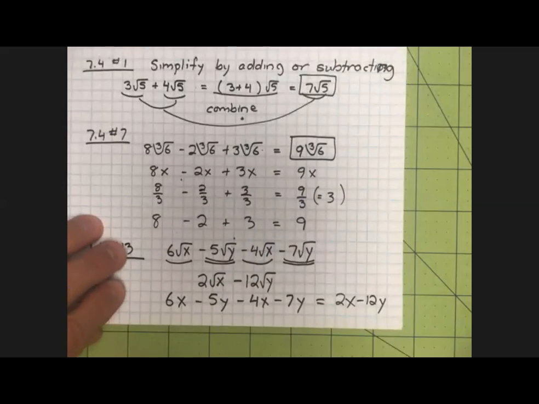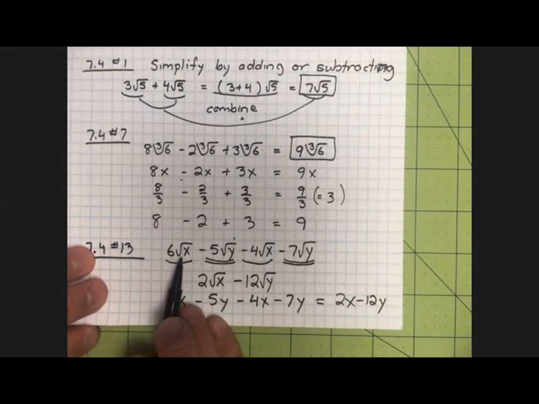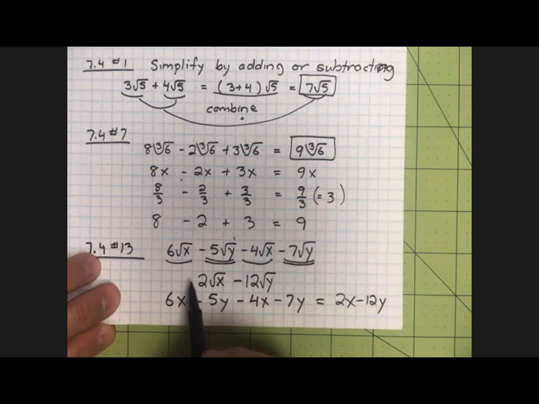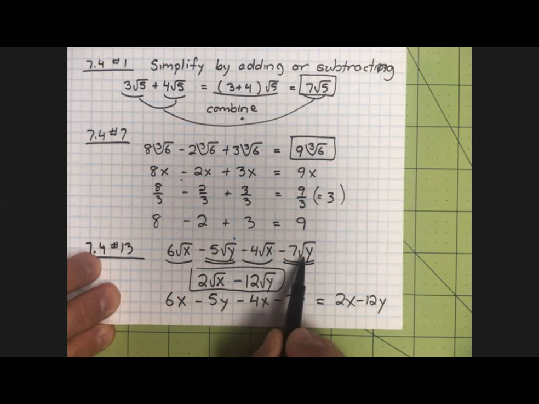Okay. But again, it doesn't matter what I call the animals. I've got 6 of these animals and I took away 4 of the animals. That means I have 2 of those animals. -5 of the animals, -7 of the animals. I've got -12 of those animals.